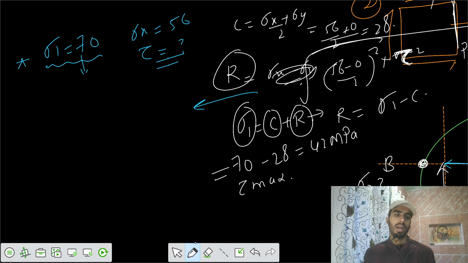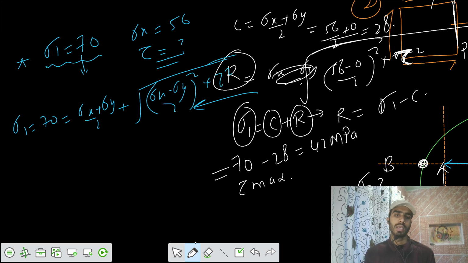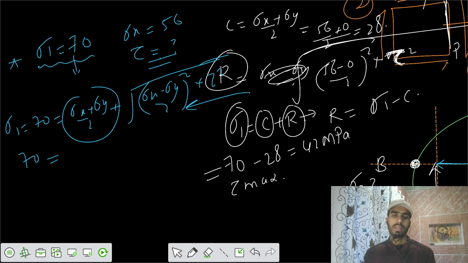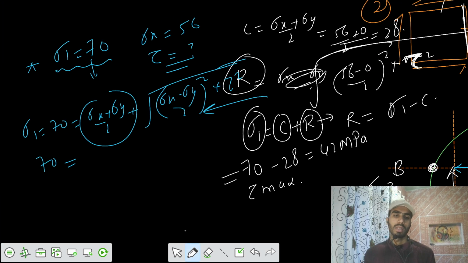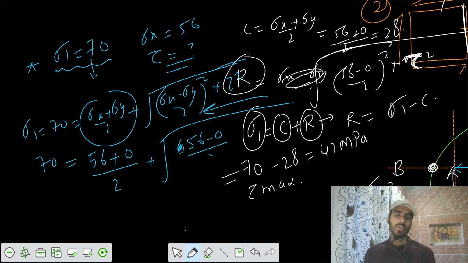So I would say sigma 1 is 70. That equals sigma x plus sigma y by 2, plus the square root of sigma x minus sigma y by 2 whole squared plus tau squared. So 70 equals sigma x plus sigma y by 2, where sigma x was 56 and sigma y was 0, divided by 2, plus the radius, sigma x 56, sigma y 0, divided by 2 whole squared plus tau squared. Then you can directly get the value of tau xy.